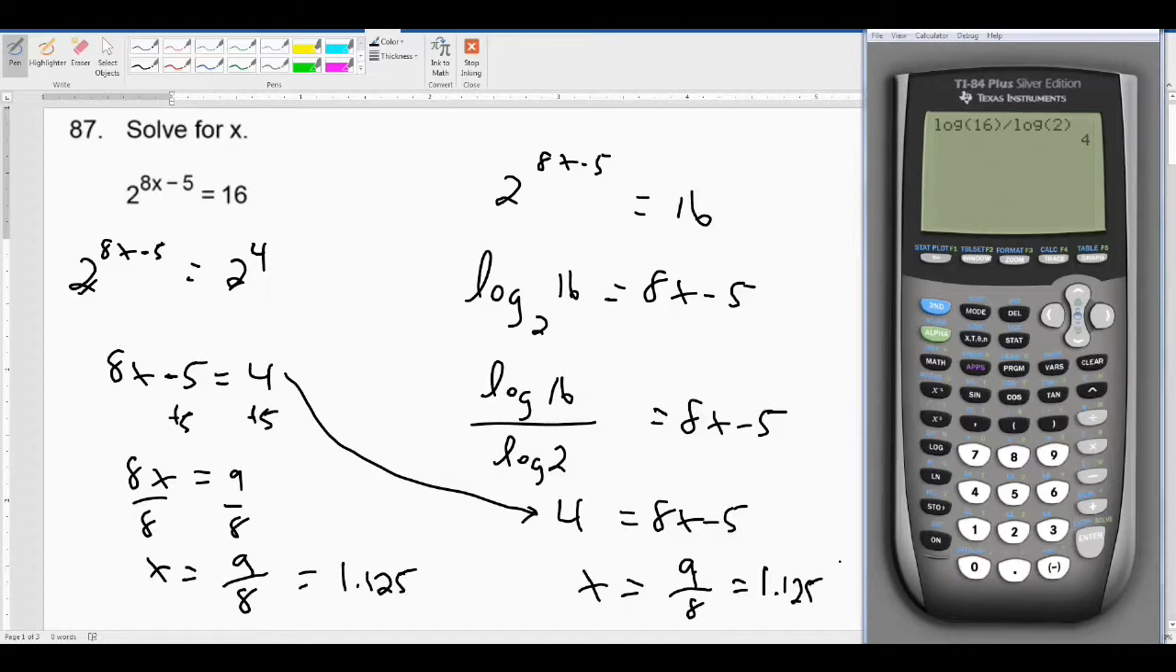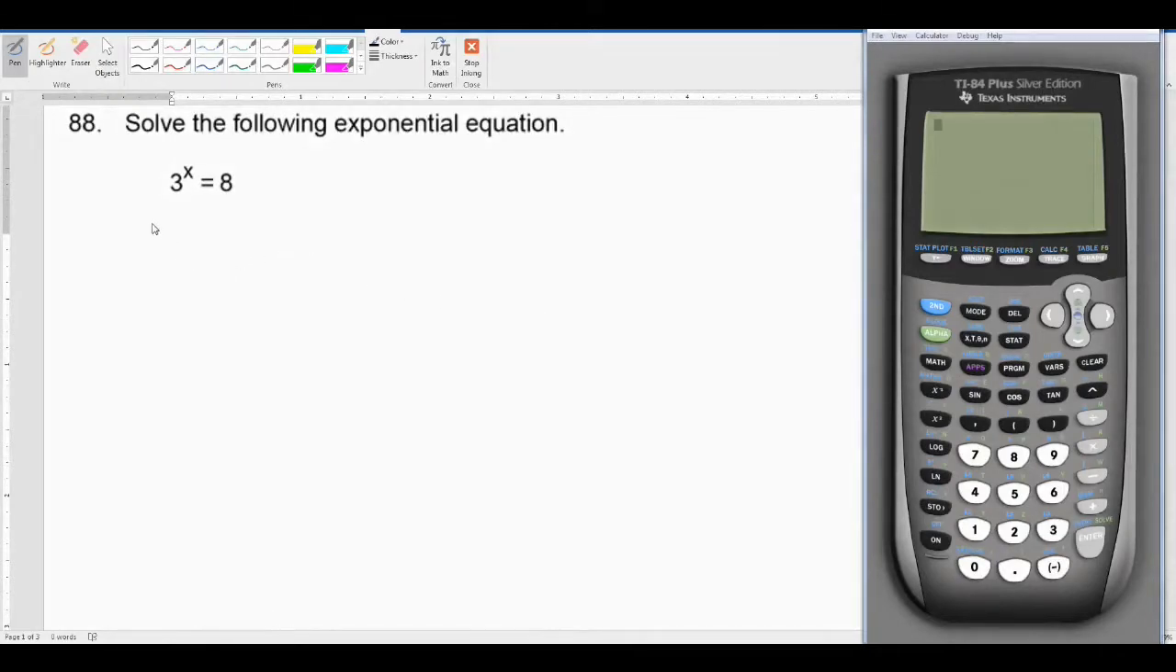So either way you want to do it. And there's actually an additional way, but I think these are the two easiest ways. In this problem, we're going to solve for x. And there's no way I can get these two bases to have the same base. 8, there's no power of 3 that gives me 8 because 3 squared is 9. So what that means, I'm going to use logarithms.